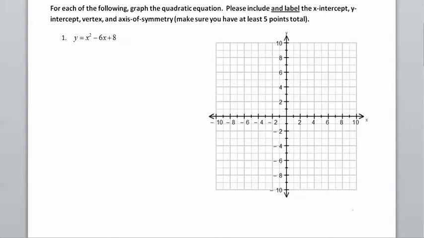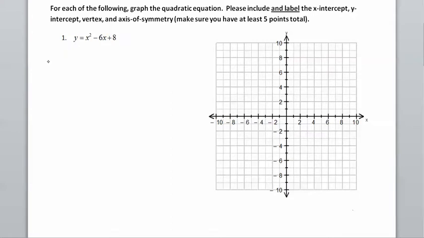Alright guys, I'm going to show you how to graph a quadratic function by using intercepts, vertex, and axis of symmetry. Now we don't have all the tools we need yet, but we do have enough that we can do this fairly quickly. As we learn a little bit more, we'll learn some other little shortcuts and things. But let's start with what we've got. Okay, so here we go.